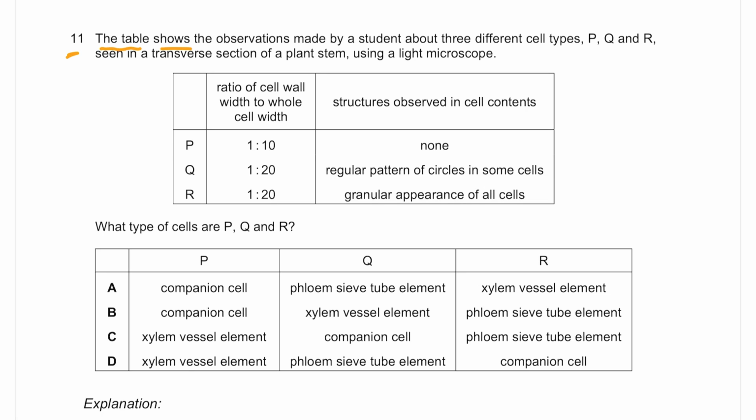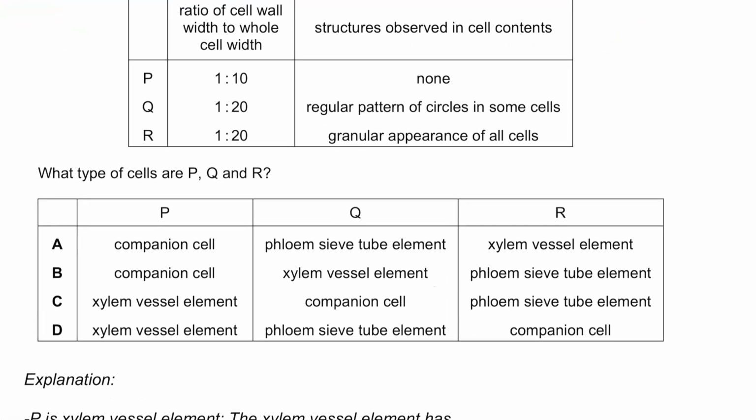The table shows the observations made by a student about 3 different cell types, P, Q and R, seen in a transverse section of a plant stem using a light microscope. So guys, what the student has done is observe a transverse section of a plant stem under the microscope. The student took the transverse, or cross section, or horizontal section of the plant stem and observed it under the microscope. The student observed 3 types of cells and made some observations. So we need to recognize what these cells are.